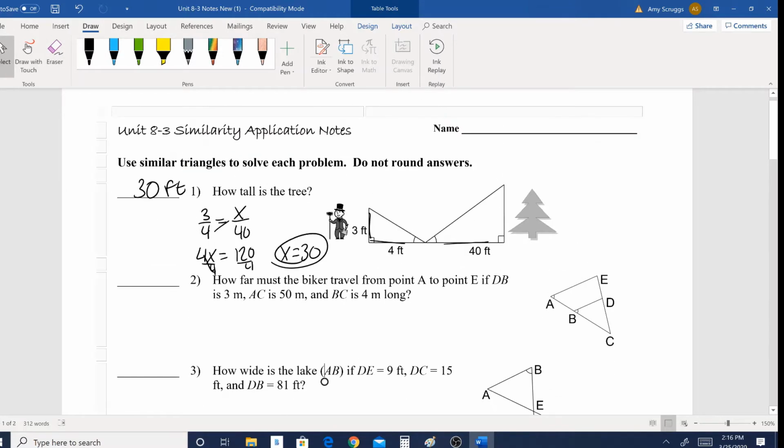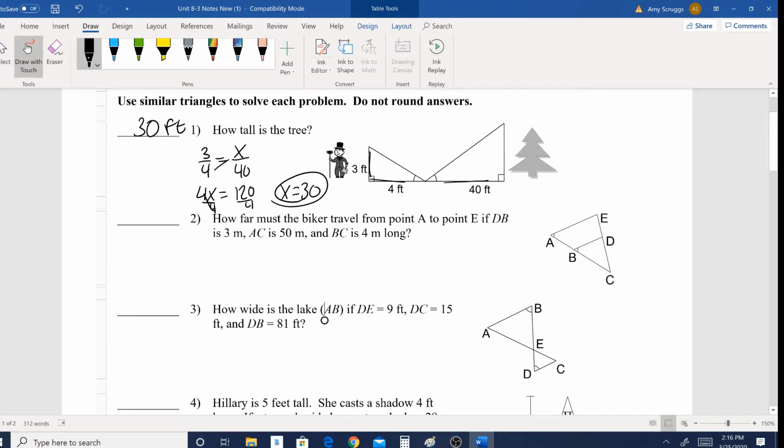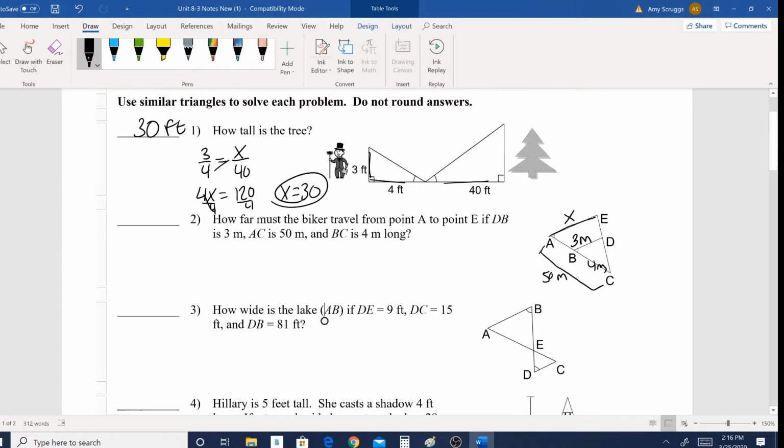How far must a biker travel from point A to point E? So we're trying to find this distance right here. If DP is 3 meters, AC, so this entire thing, is 50 meters, and BC is 4 meters. You kind of have to look at this as if there are 2 different triangles. You have the big triangle that's x and 50, and then you have a smaller triangle on the inside here that's 3 and 4. So that's exactly how I'm going to set it up.